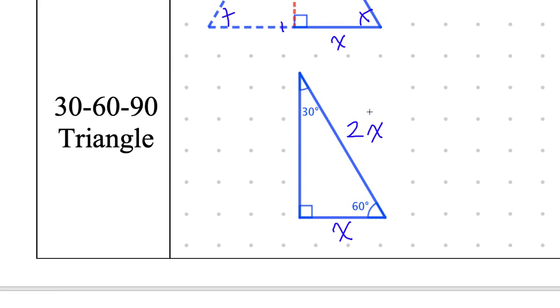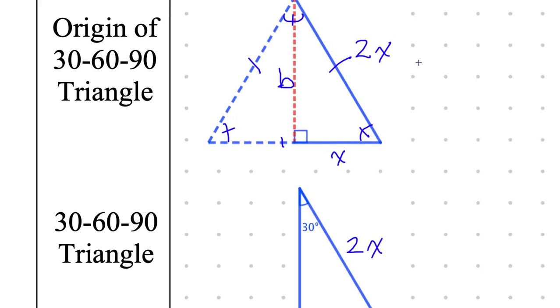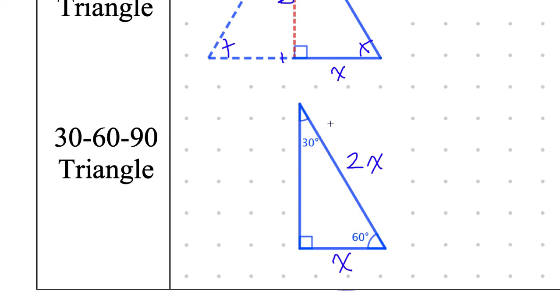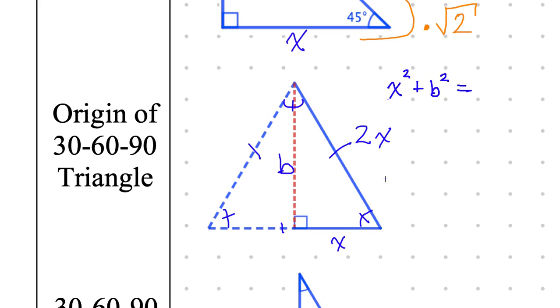So you can think of this, x squared plus x squared. Careful. Equals what squared? The hypotenuse squared, right? What's the hypotenuse? Is it 2x or x? Yep, so that's 2x squared. Perfect.